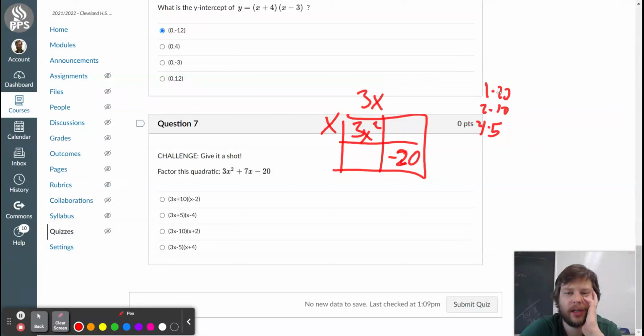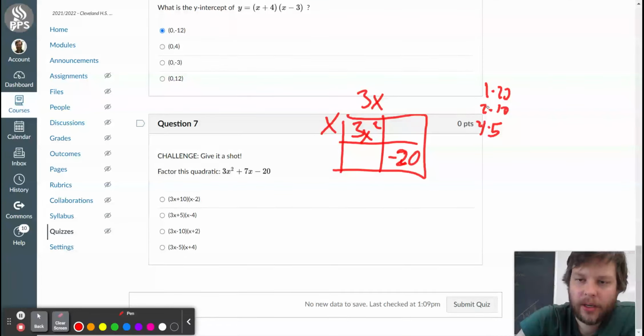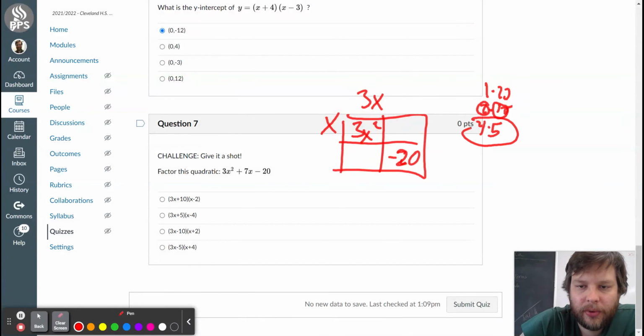1 and 20, I don't think I could make those into a 7 because they're too far apart. 2 and 10, it's possible. No, it's not possible, but it's hard to see exactly why. What I'm doing is multiplying by 3. 3 times 2 is 6, and that's only 4 apart from 10. I can't get 7 from it. But 4 and 5 does work.